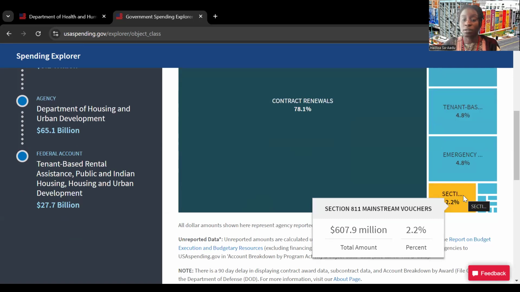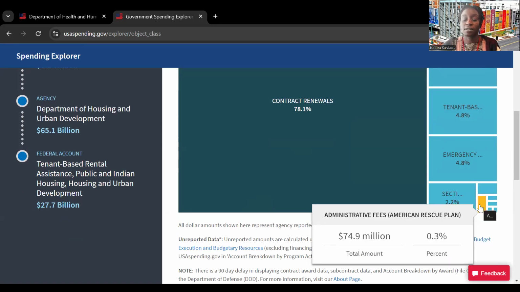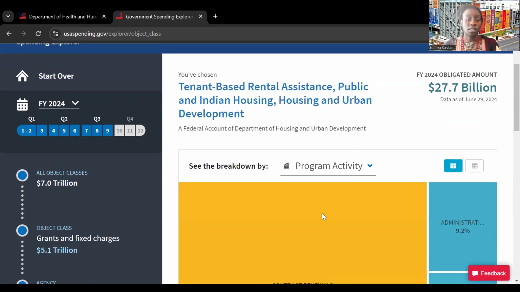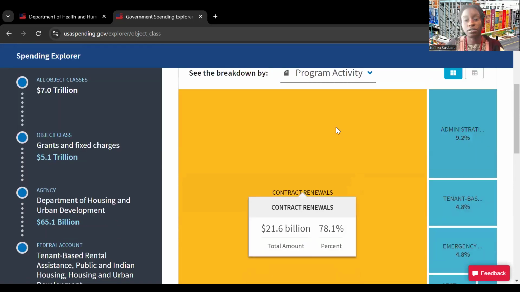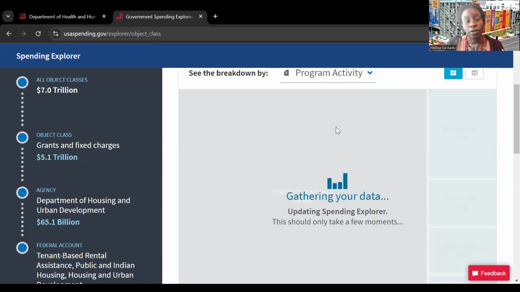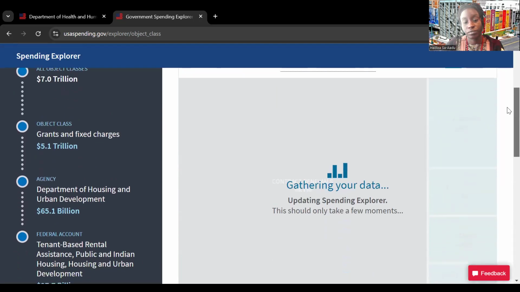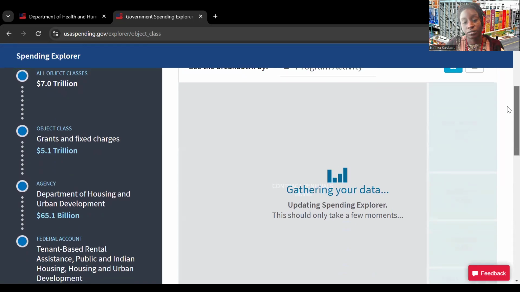Section 811 mainstream vouchers, tenant protection, administrative fees. So this is just very interesting to see that all of these are named in the budget as far as the program activity that the federal government has said this is something we want to allocate some funding to. Let's look further at contract renewals and see more about what that program activity is specifically if we can. I'm not sure if we can drill down further. And we might not be able to.